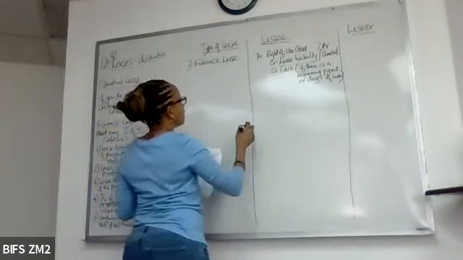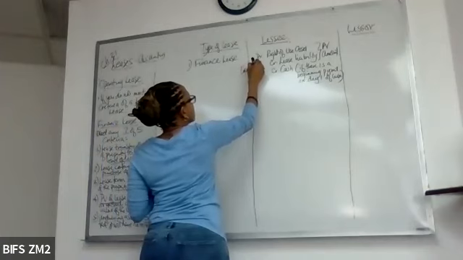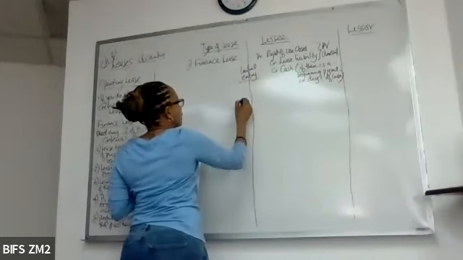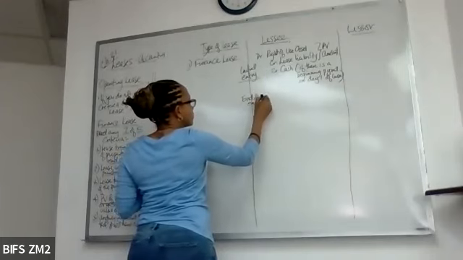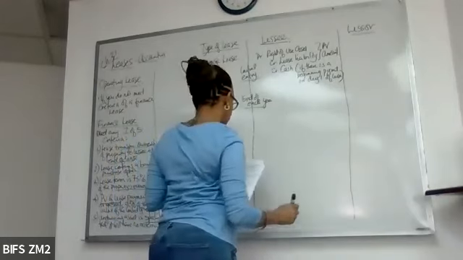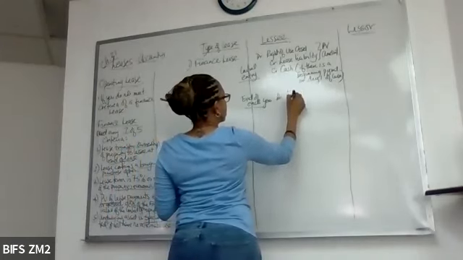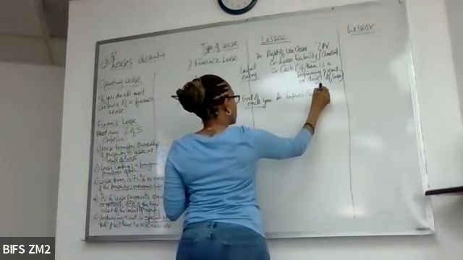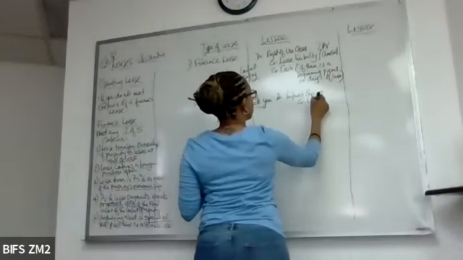And at the end of each year, so this is the initial entry. At the end of each year, your entry is going to be a debit to interest expense and a credit to lease liability.